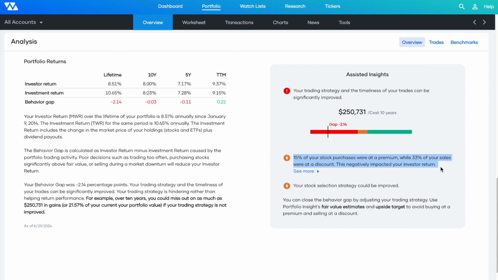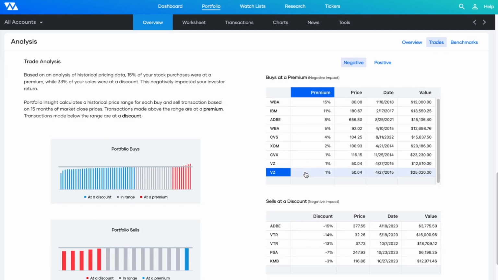15% of stock buys were at a premium, while 33% of stock sells were at a discount. The investor can improve the investor return and narrow the behavior gap by using Portfolio Insight's fair value estimates and upside targets to avoid buying stocks at a premium. The trade analysis can be accessed by clicking on the Trades tab or clicking on the shortcut under this Assisted Insight.